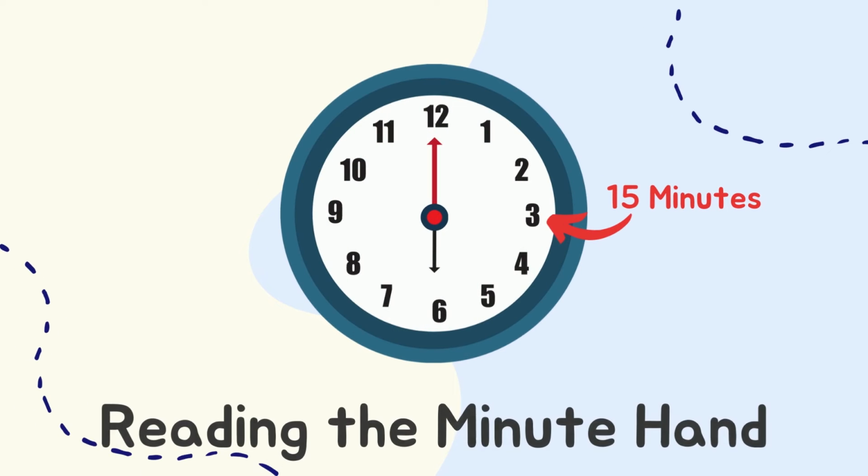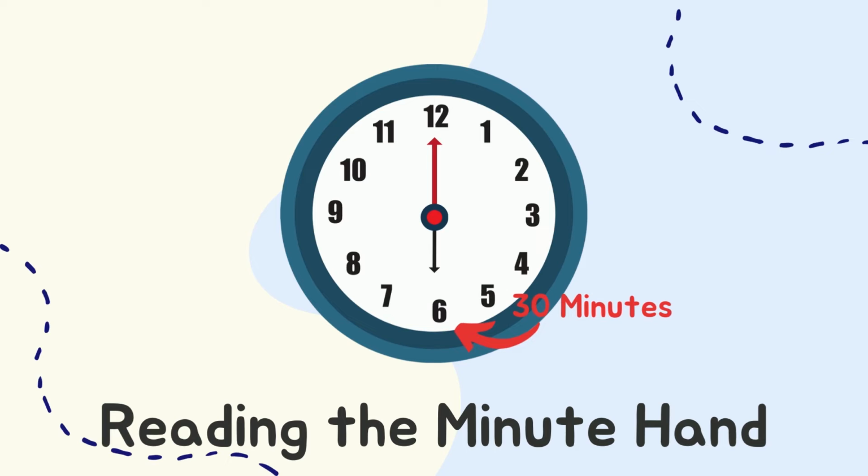Reading the minute hand. As you recall, an hour is made out of 60 minutes. We can use the markings on the clock to read the minutes as well. When the minute hand is at the number 3 on the clock, it means that 15 minutes have passed. When the minute hand is at number 6 on the clock, it means that 30 minutes have passed. When the minute hand is on number 9 on the clock, it means that 45 minutes have passed.